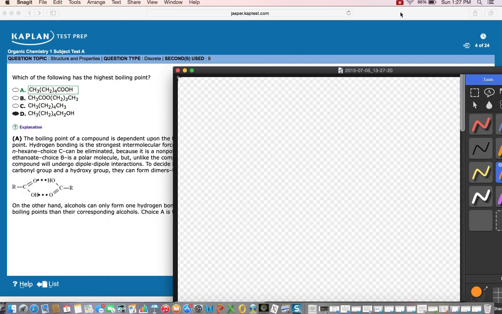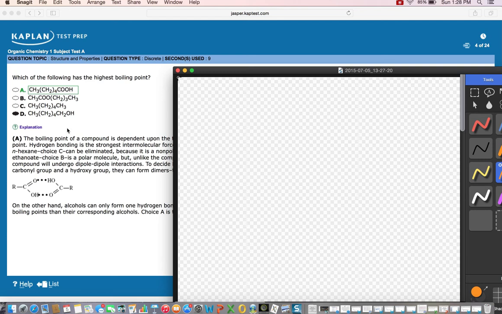Okay, for our next question, we're asked to identify the molecule that has the highest boiling point. I want to keep this very simple. Alcohols and carboxylic acids have the highest boiling points because they can hydrogen bond. Carboxylic acids have the highest boiling points of any organic functional group because they make very stable dimers.